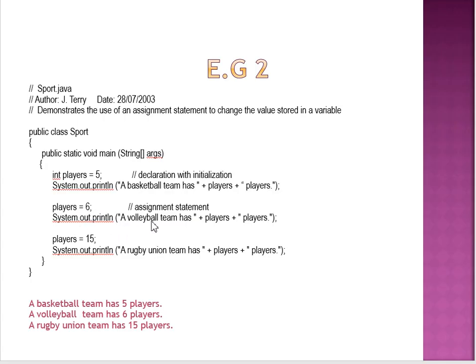After assigning 6, we try to print it out. Have you noticed? We are getting 6 now from the same variable players. We now assign it the value 15, and printing this time around, we have 15 as the value in players. So this demonstrates how a value in a variable can change, depending on the assignment that we make, or indeed during a certain operation that may happen. So that's another example.